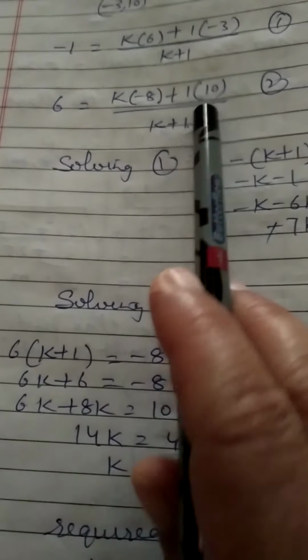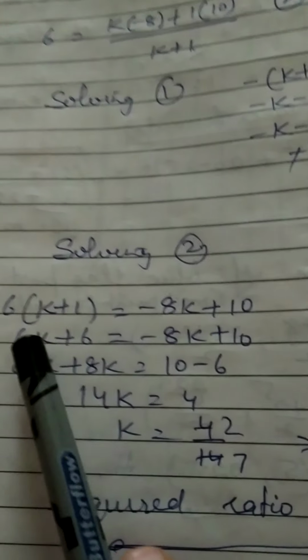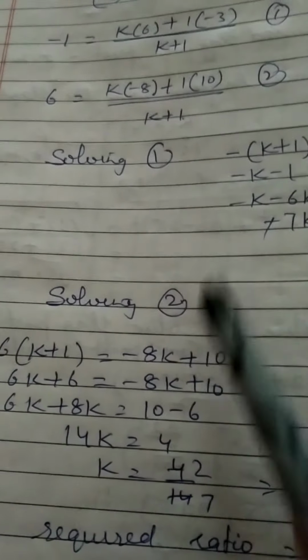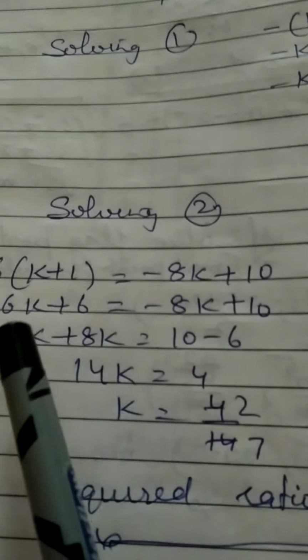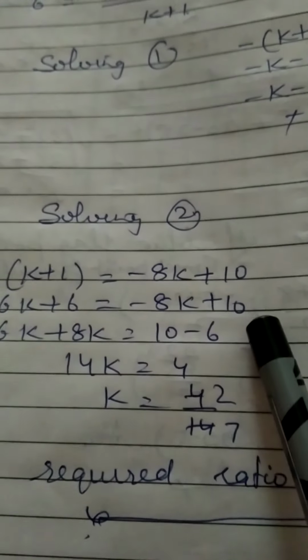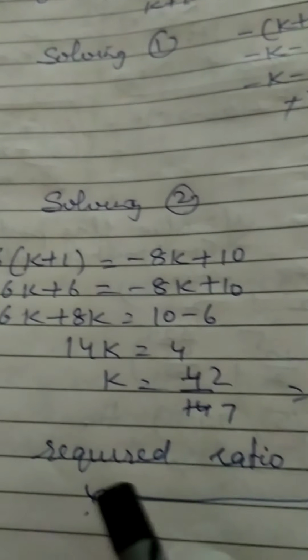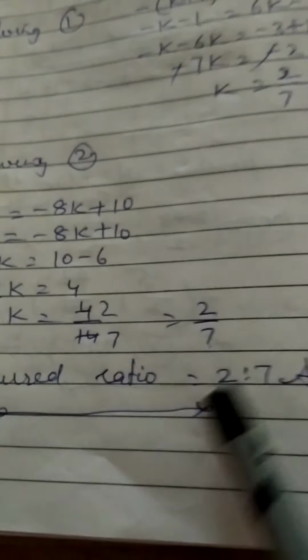Now solving equation number 2. 6 into (k plus 1) is equal to -8k plus 10. Now solve this. 6k plus 6 is equal to -8k plus 10. 6k plus 8k is 10 minus 6. Again we get k is equal to 2 by 7.